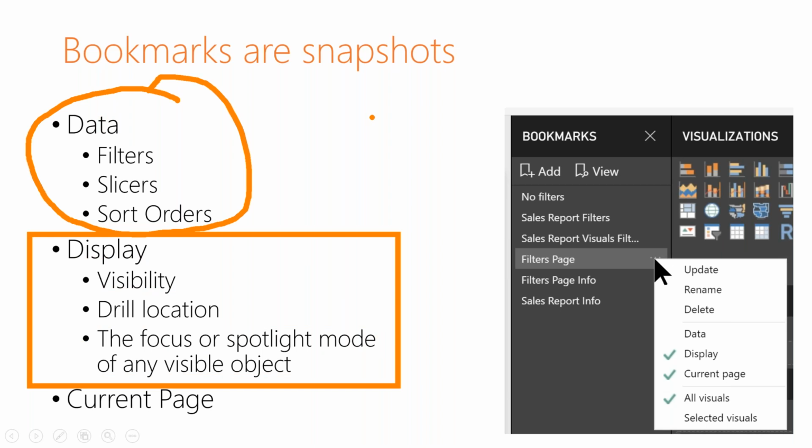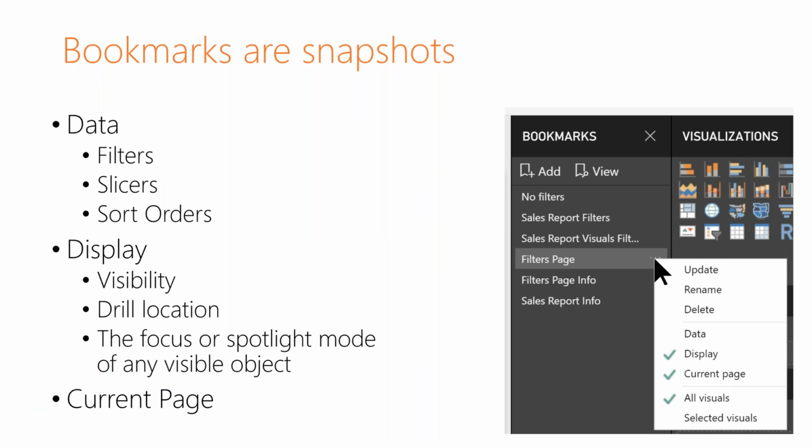And what does it mean? A bookmark can contain the information what filters you have, how the page is sliced, or for example what the sort orders are in your tables or in your visuals. And of course, that's obvious, it also saves the information, if you want, of what page the bookmark takes you to.